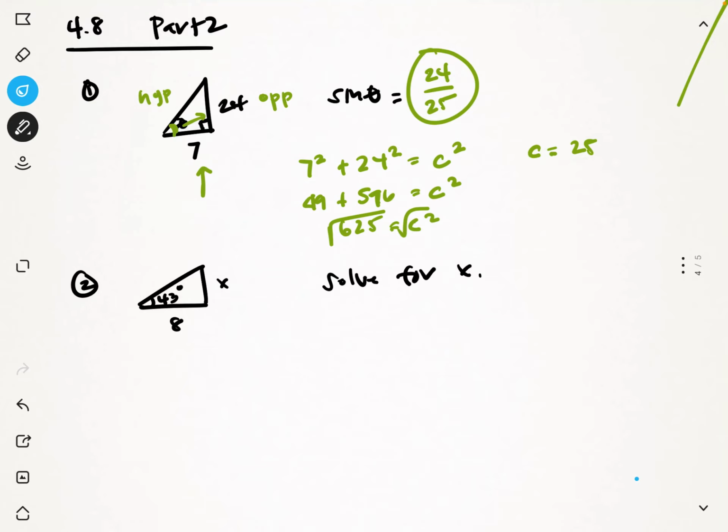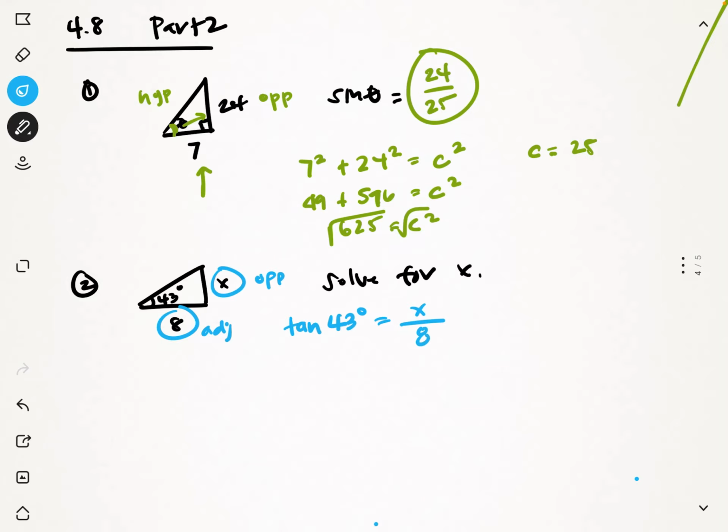Okay, on to the second example. It says solve for x. So what we're going to have to do for this one is set up a trig equation for this situation. Notice we have the opposite side and the adjacent side. Because we have the opposite and adjacent sides, we're going to use a tangent. We're going to take the tangent of 43 degrees, and we're going to say that's equal to the opposite, which is x, over the adjacent, which is 8.